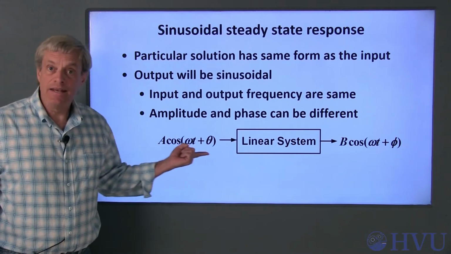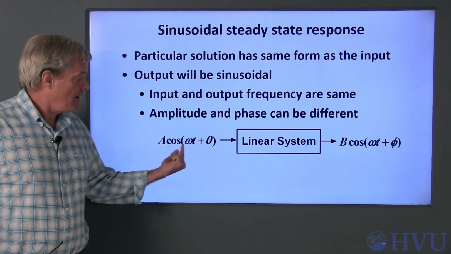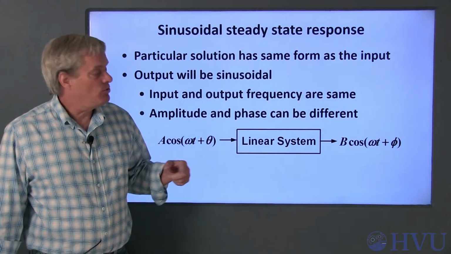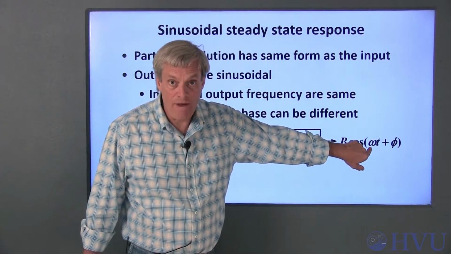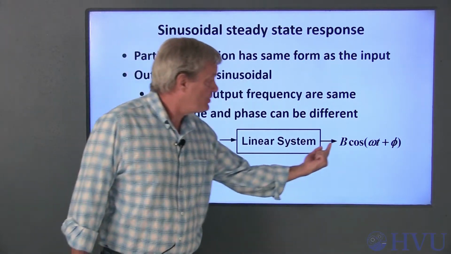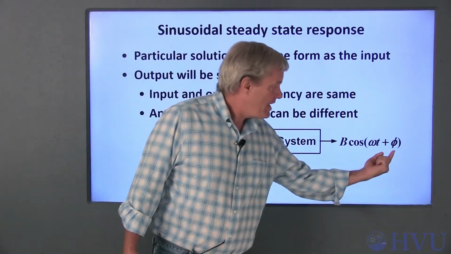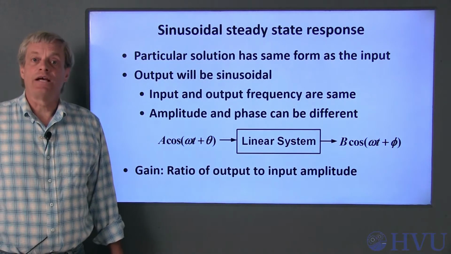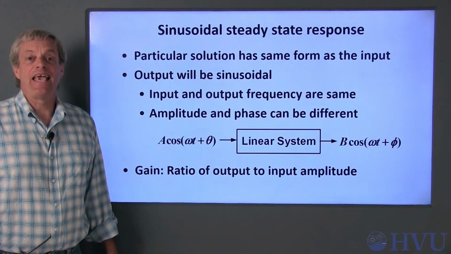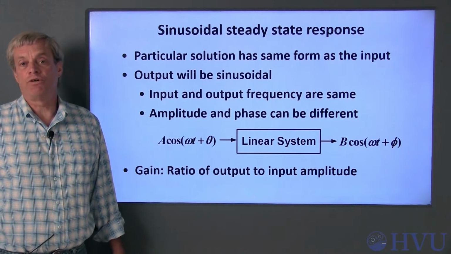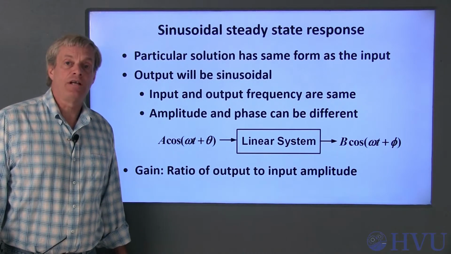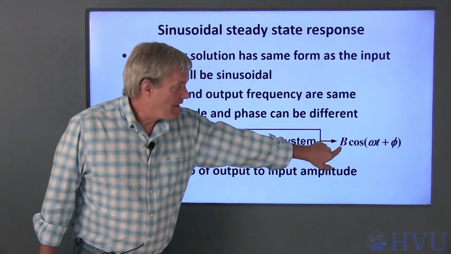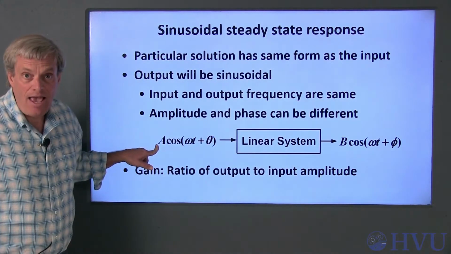So if I apply an input with an amplitude A, a frequency omega, and a phase angle theta, the output will have the same frequency, omega, but may have a different amplitude, B, and a different phase angle, phi. One important term relative to a sinusoidal response is the system's gain. The gain is just the ratio of the output amplitude to the input amplitude at some frequency. For this example, the gain is B divided by A.